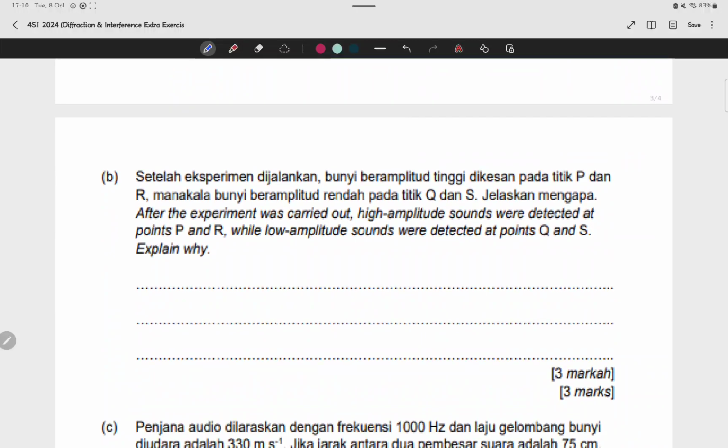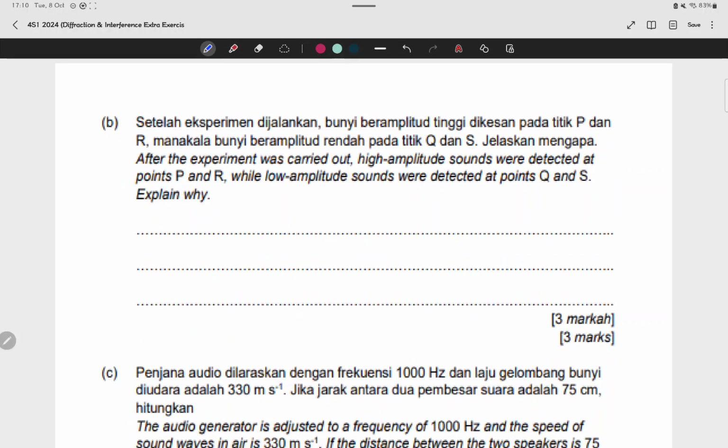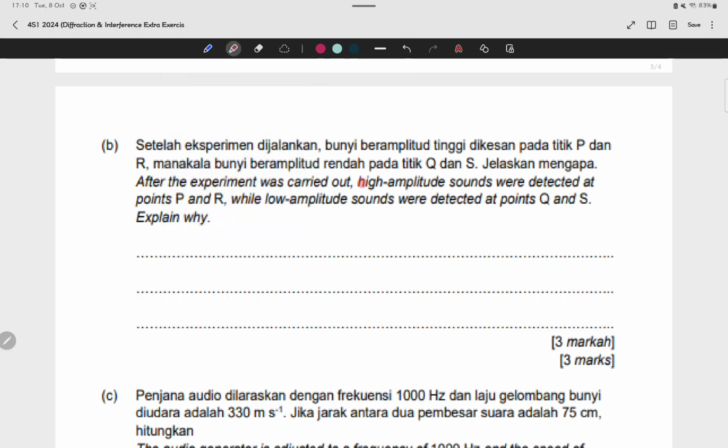Okay, alright. After the experiment was carried out, high amplitude sound were detected at point P and R, while low amplitude sound were detected at Q and S. Explain why. So when I see here, what does the question indicate? High amplitude sound, P and R. Low amplitude sound, Q and S. So here I can understand that constructive and destructive interference occur. Logically, two crests will form a maximum crest. So obviously the sound becomes louder. So this one is at P and R, which undergo constructive interference, while low amplitude means that one crest meets one trough. So it becomes nothing, zero amplitude. So here we know that Q and S undergo destructive interference.